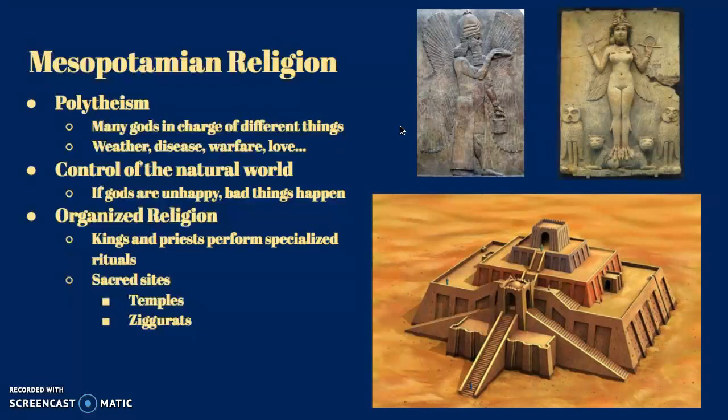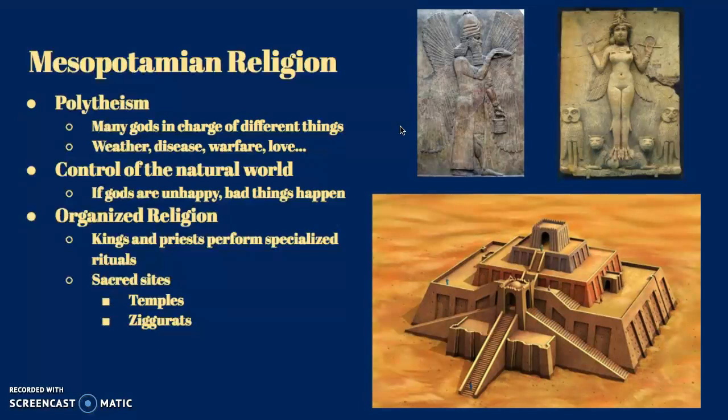Now, what the gods do is they control the natural world. And if the gods like you, then things will go well. The rain will fall, the river won't flood, stuff like that. If the gods don't like you, you'll get sick, the river will flood, and you'll be conquered and killed. So the whole key of Mesopotamian religion is keeping the gods happy.